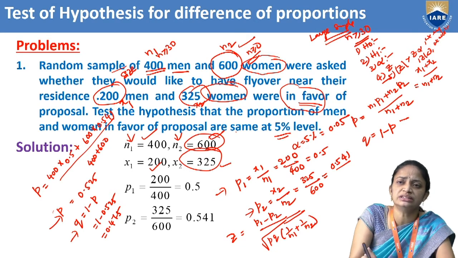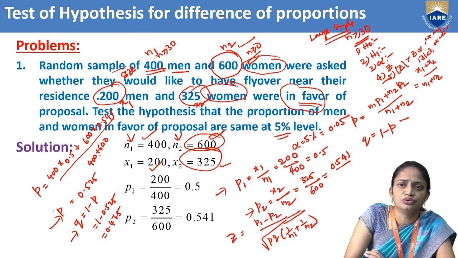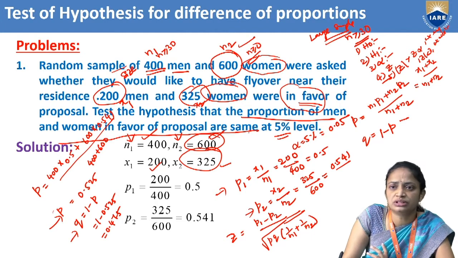H naught means our given statement. So what is our given statement? Test the hypothesis: the proportion of men and women in favor of the proposal is same. Okay, so that is our given statement. Here, the statement I am taking is as it is.